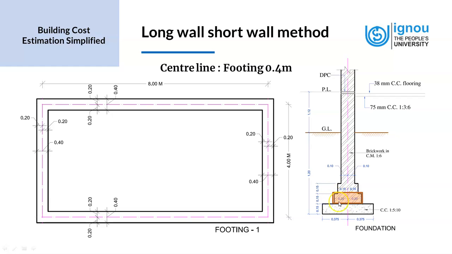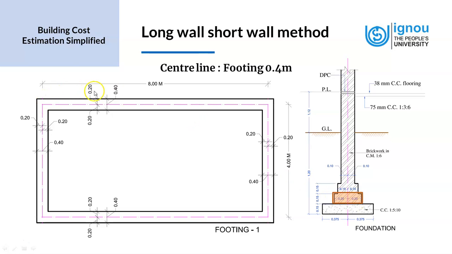And we have the width of the footing as 0.4 meters. So which means it is equidistant from the center line, which means that it will be 0.2 meters on one side and 0.2 meters on the other side. Now, what is left for us to find out is the length of the long wall in the case of the first footing, the 0.4 meter width footing.